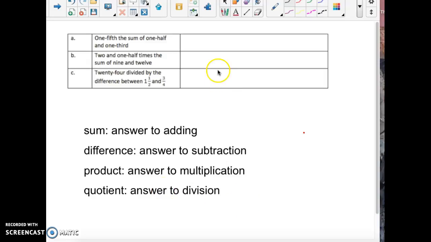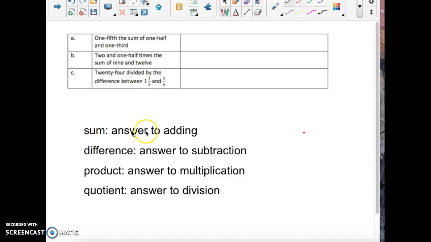Let's look at question number 3. So here we have these statements: 1/5 of the sum of 1/2 and 1/3, 2 and 1/2 times the sum of 9 and 12, 24 divided by the difference between 1 and 1/2 and 3/4.